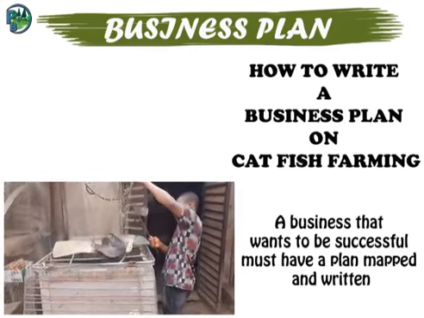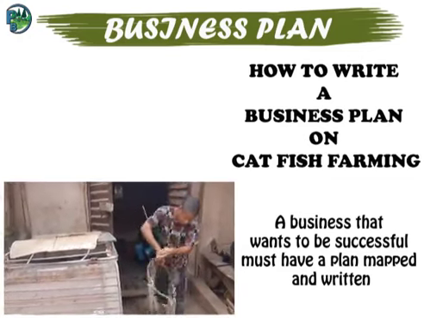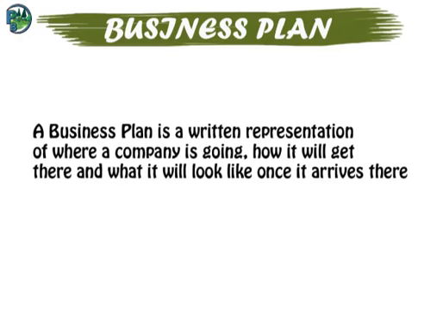The business plan. From the first module on business plan, we were able to establish that a business plan is a written representation of where a company is going, how it will get there, and what it should look like once it arrives there. Meaning that it is a written representation of where a fish business is going, how it will get there in structure and production, and what it will look like once it arrives at feeding the market and remaining relevant in the world of catfish business.